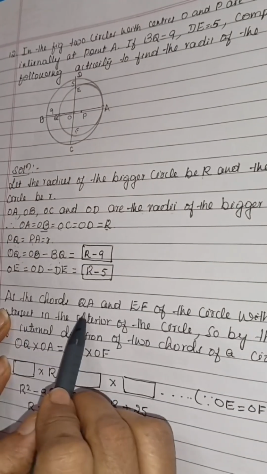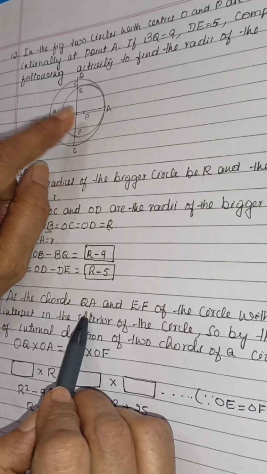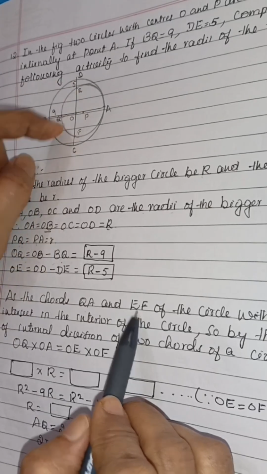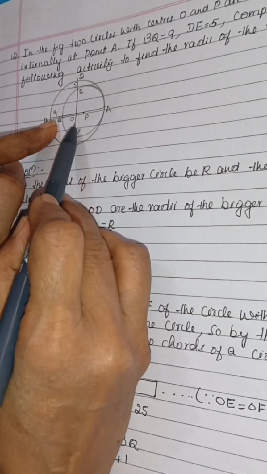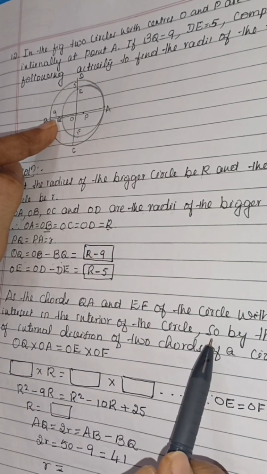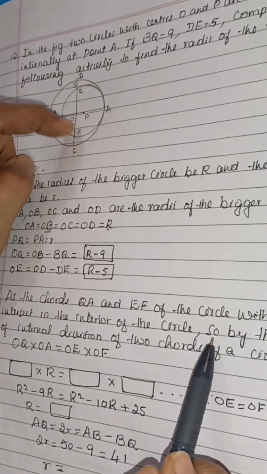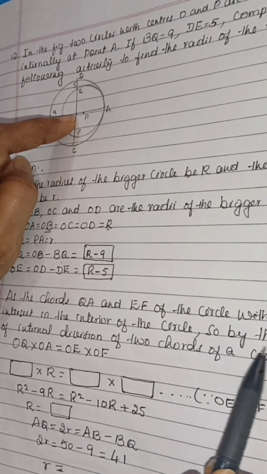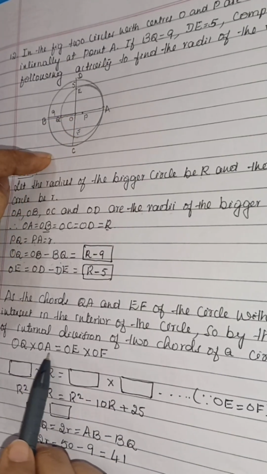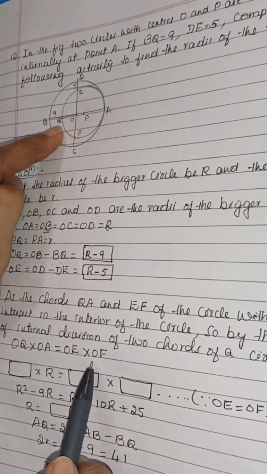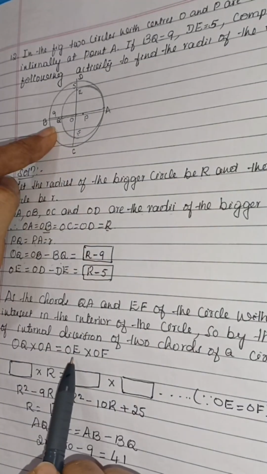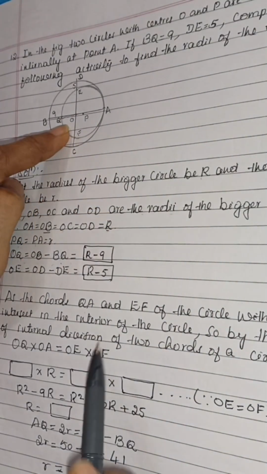Now, as the chords QA and EF of the circle intersect in the interior of the circle, by the property of internal division of two chords of a circle, OQ multiplied by OA equals OE multiplied by OF.